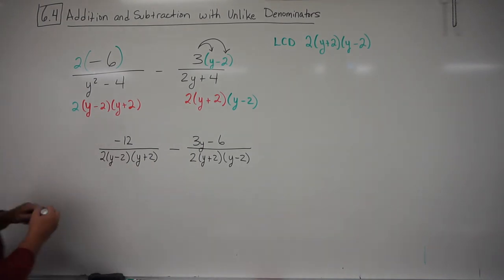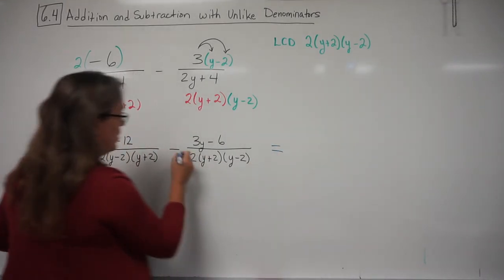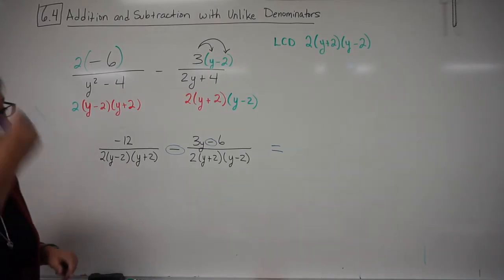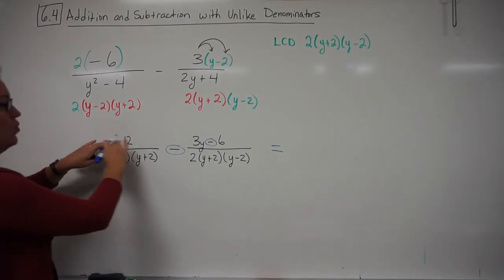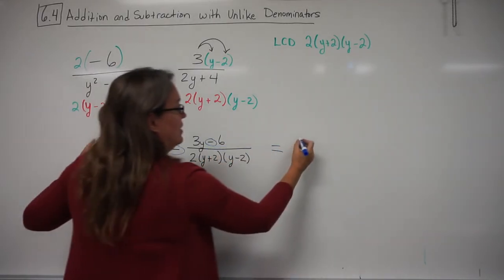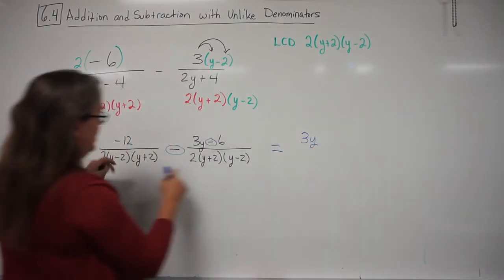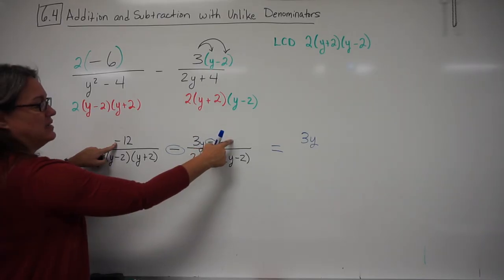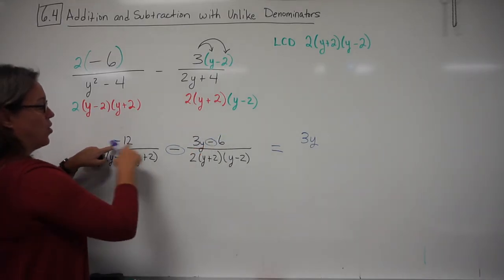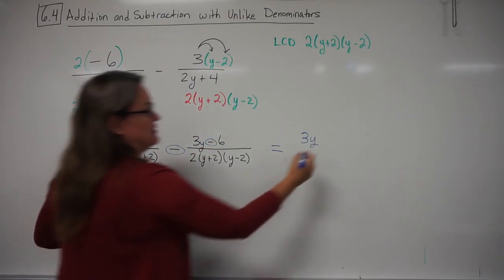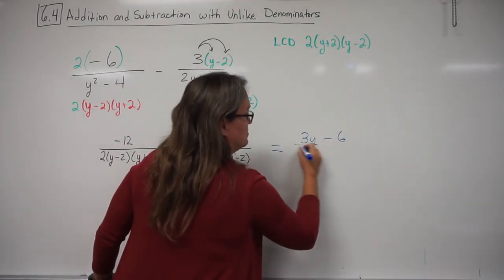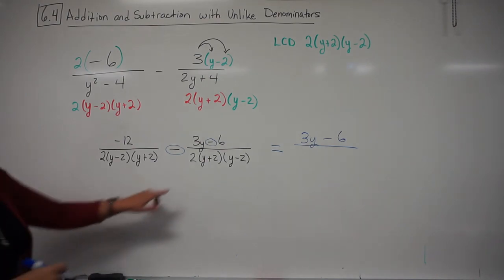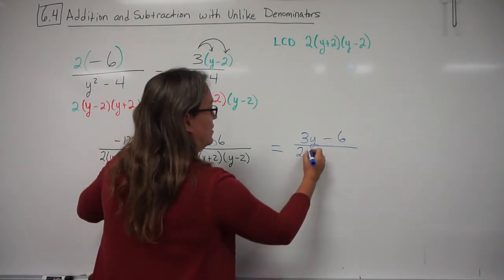This becomes, by the way, be careful, that's a minus. We've got a minus here. Don't lose track of these things. When I combine the top, it's going to be 3y. I have a negative 12 minus 6, or negative 12 plus 6, which is going to give us minus 6, right? Negative 12, positive 6 gives us minus 6. We keep our common denominator.